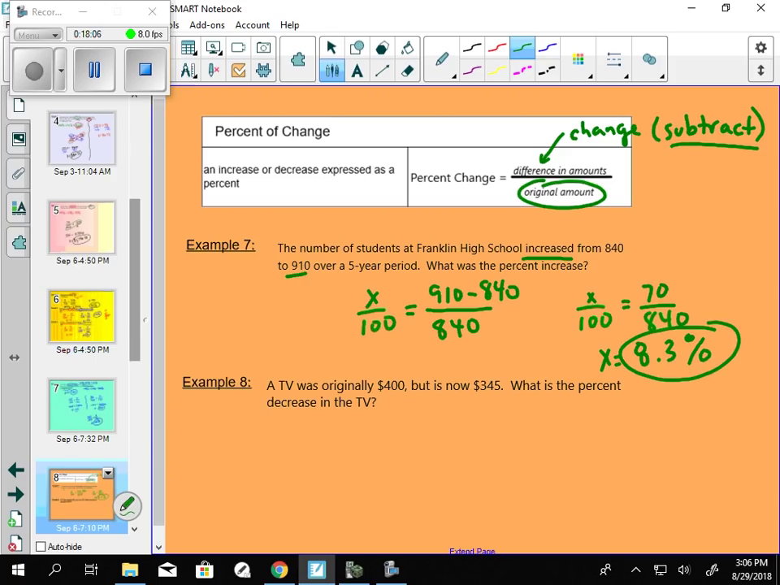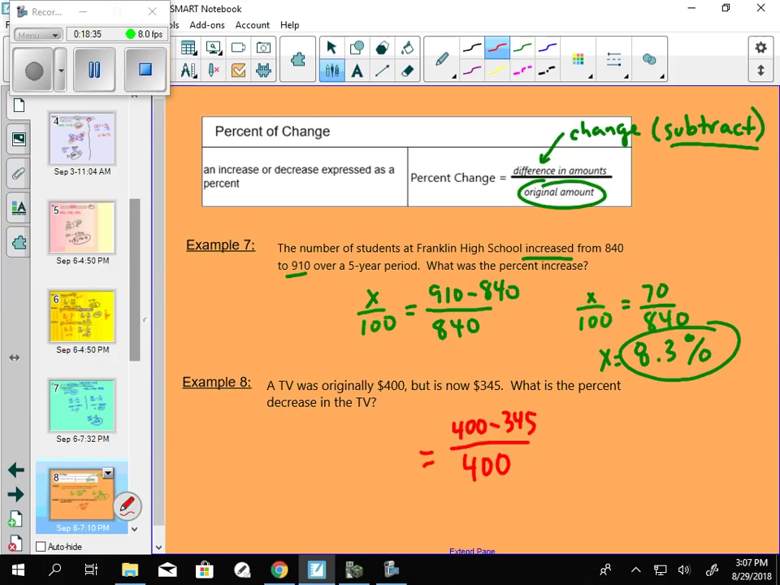Why don't you pause the video now and try example 8, which is very similar. Okay, let's see what you got. The TV was originally 400. We want that on the bottom, but it is now 345. So we want on the top the change here, originally 400 minus the 345. What was the change there for this decrease?